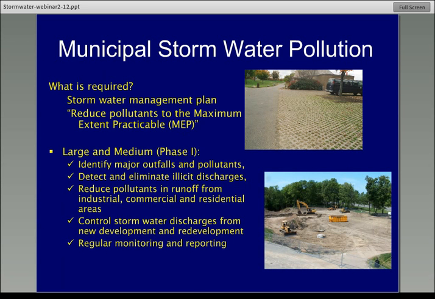And they also had monitoring and reporting that was an important part of their permit, at least on an annual basis.